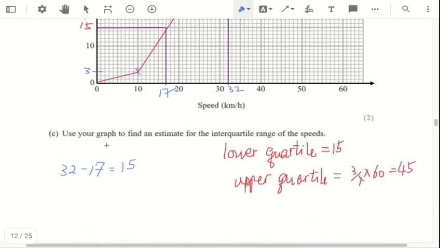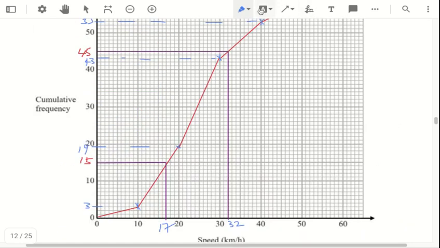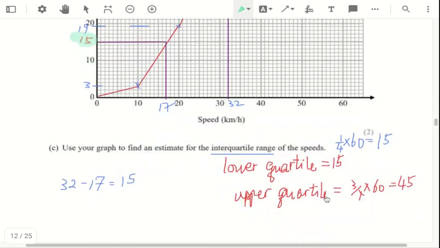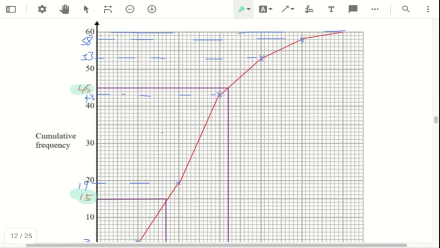Okay, then next one, use your graph to find an estimate for the interquartile range of the speeds. Okay, so 60 cycles, so the lower quarter is 15. So how do we get 15? It's from 1 over 4 multiplied by 60. So that's 15. Okay, that's our lower quarter, 15. And then 45 is our upper quarter, which is 3/4.